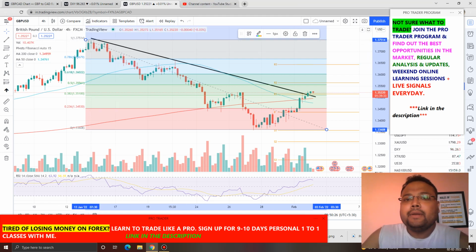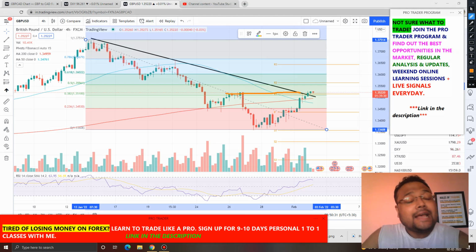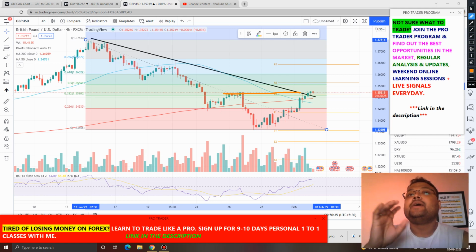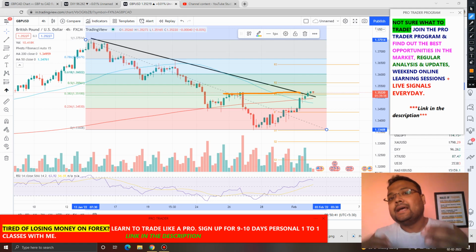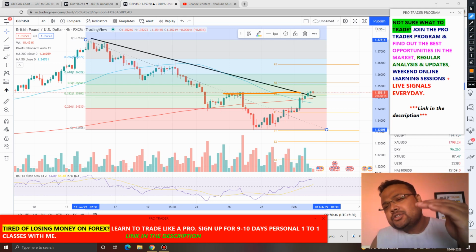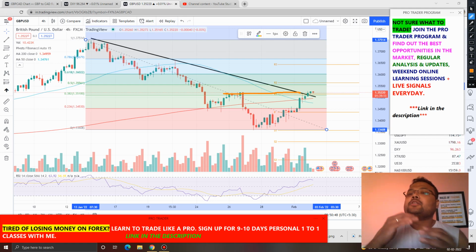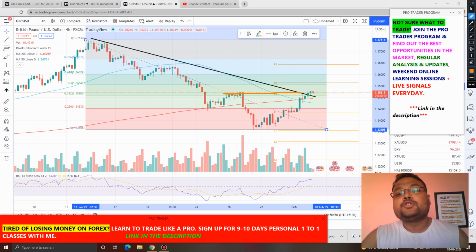And apart from the dynamic resistance, we also have this level acting as static resistance. But to be honest, this resistance level is not a very strong one. As I said on the chart of gold, each and every market has levels, certain levels that are very strong, that are weak, and that are not much strong. So this is not a very strong level for GBP USD right now.